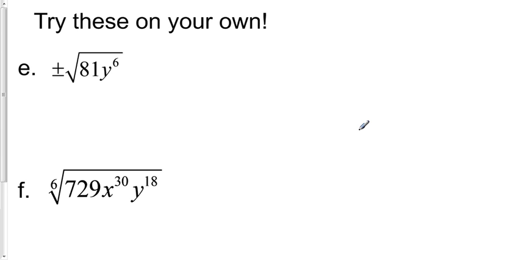Okay, I've got 2 more here for you to try on your own. Plus or minus the square root of 81y to the 6th. And then in letter F, you're taking the 6th root of 729, x to the 30th, y to the 18th.